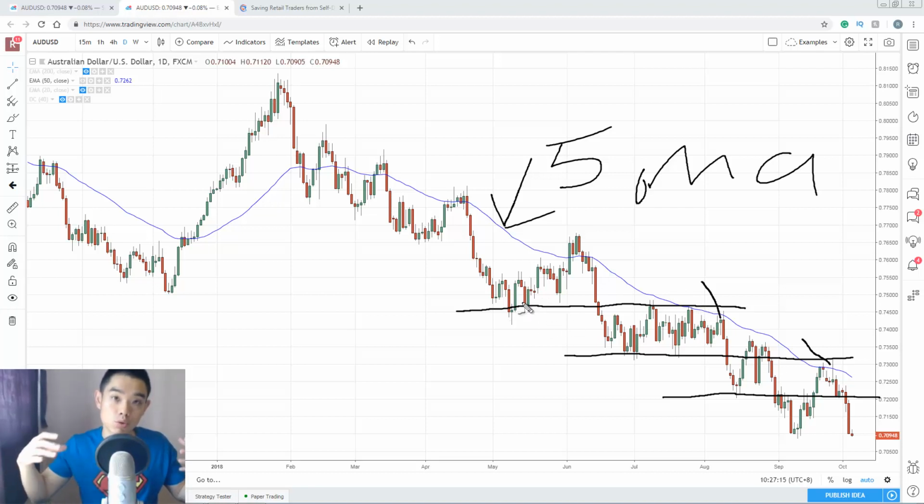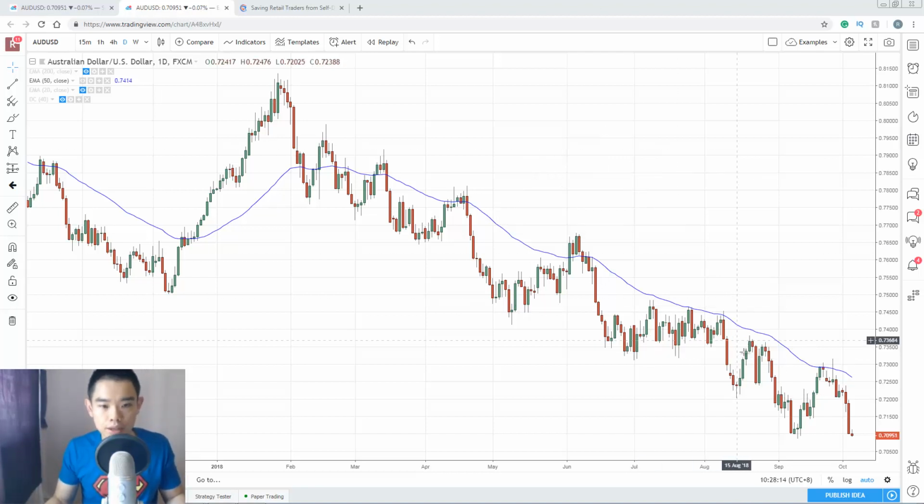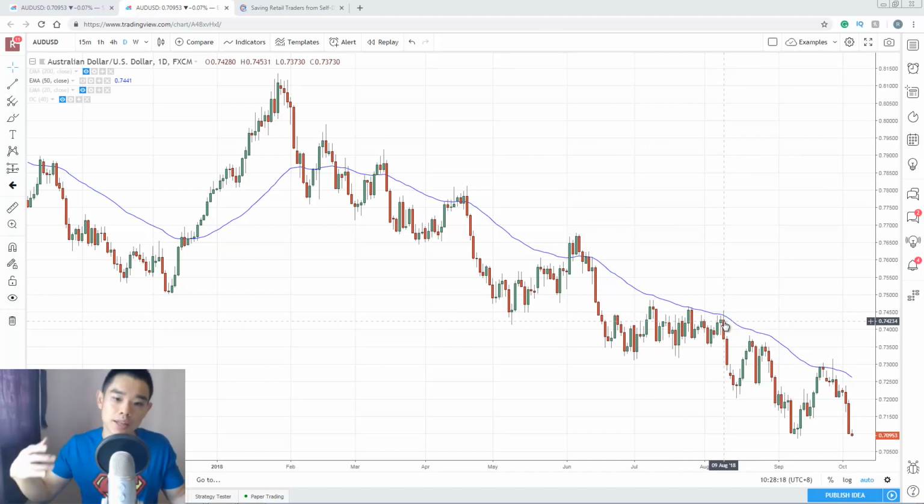This is where there's a good chance of the market reversing in a healthy trend. And very simply, to time your entry, just wait for a reversal candlestick pattern, and you can time your entry.